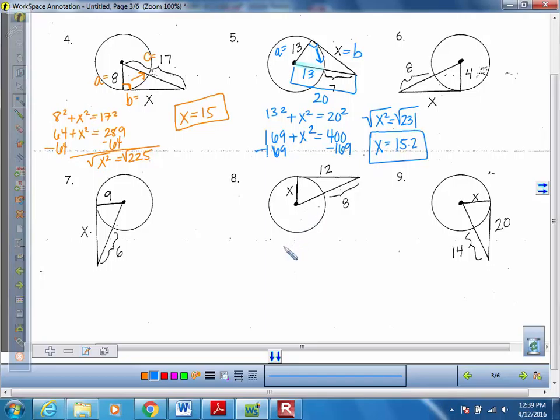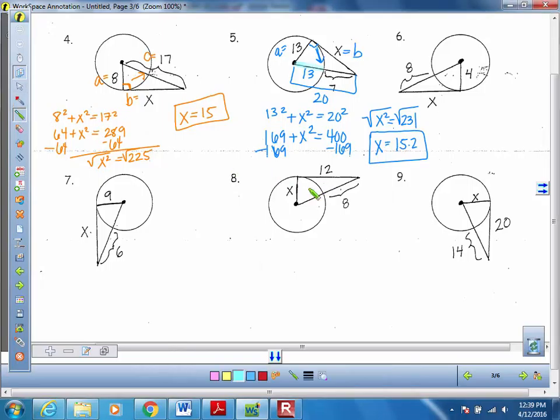Okay. 6 would be the same way. 6 and 7. Now, 8 and 9 are a little bit different. So let's look at 8. In 8, again, I'm missing a piece of my hypotenuse. What would I let that piece be? X, because it's the same.